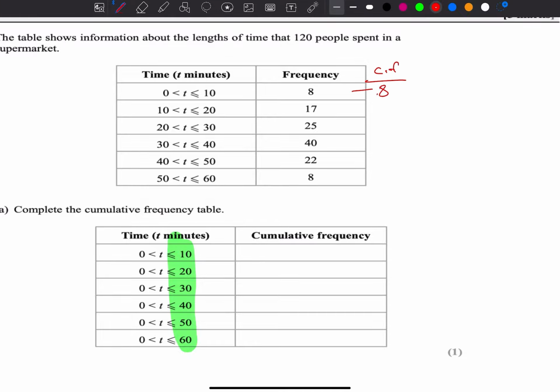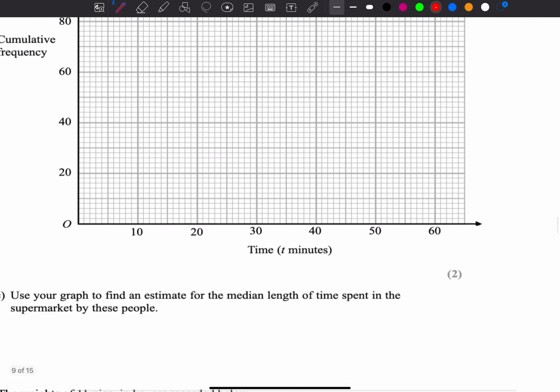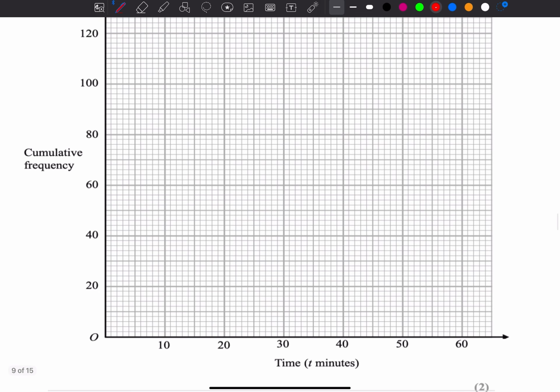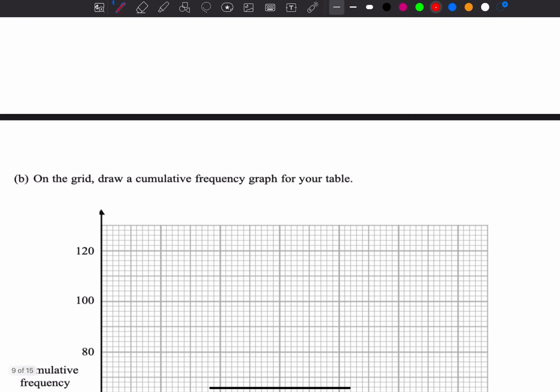8, 25, 50, 90, 112, 120. So let's copy that down: 8, 25, 50, 90, 112, 120. Good, so we'll start with that 10 and then 8, 10, and when we need 8, so on the y value, the cumulative frequency goes up in 2, so 10 and 8, there you go.